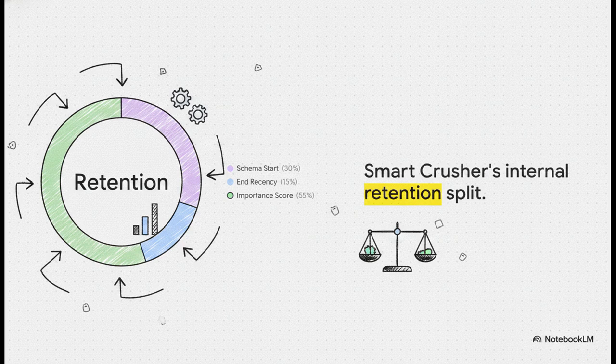To understand how it achieves this without breaking your app's logic, we have to look at the internal retention split. When Headroom decides what to keep, it guarantees 30% from the start of the array, just to ensure schema hints are preserved perfectly. Then, it keeps 15% from the end to ensure the most recent data is there. The remaining 55% is determined by an importance score. It's basically a perfectly balanced diet for your LLM, prioritizing the most important items while always safeguarding structure and recency.